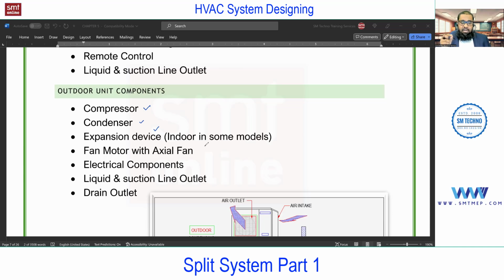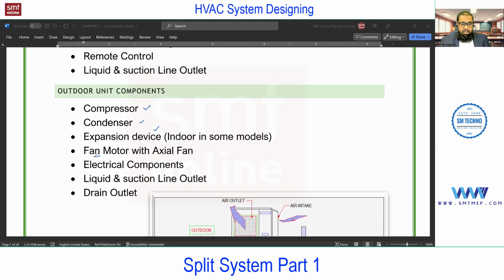So again, to reduce that hissing sound, in the present market you'll find this expansion device in the outdoor unit. In old models, you may find it in the indoor unit also, or in some makes, they are still adding it in the indoor unit. But if you talk about high class makes like Daikin, in Daikin's high class models, or in many standard makes, you'll find it in the outdoor unit only.